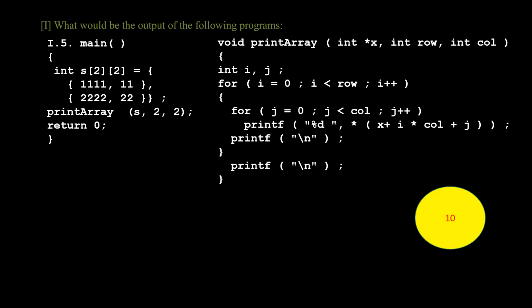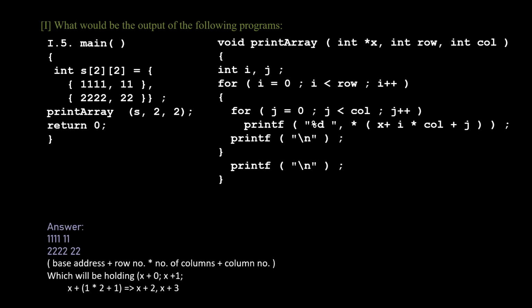You may pause the video anytime if required if you want to take some more time. Let's see the answer. So here when I is 0, it is x plus 0 plus 0. So x plus 0, which will be the first element of the array, and then when j is 1, it is x plus 1, which will be the second element of the array, and then we have a slash n, and then comes the next rows.